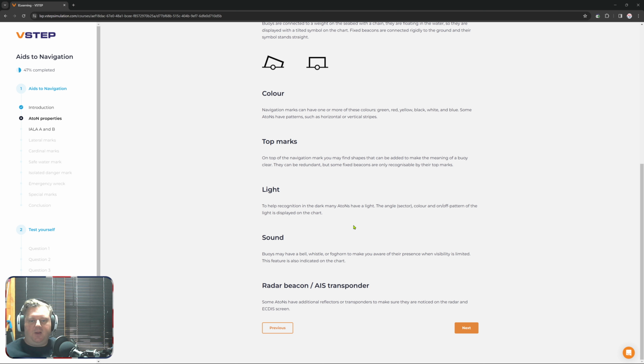To help recognition in the dark, many A2Ns have a light. The angle, sector, colour and on-off pattern of the light is displayed on the chart. Buoys may have a bell, whistle or foghorn to make you aware of their presence when visibility is limited. This feature is also indicated on the chart. Radar, beacon and AIS transponders. Some A2Ns have additional reflectors or transponders to make sure they are noticed on the radar and ECDIS screen.